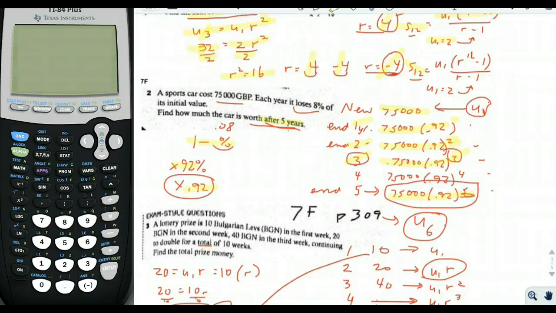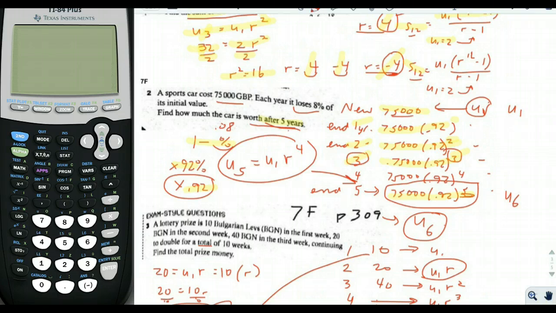And if you notice, the pattern is not the same as if I was going to say, oh, that's U5, so U5 is equal to U1 R to the fourth. If I compare that to what I did here, it's not the same. Why is that? Because the exponent I'm using is 5. And why did it turn out that way? Because the end of the fifth year is actually U6. And the first year is $75,000.